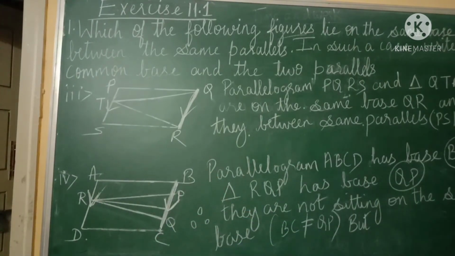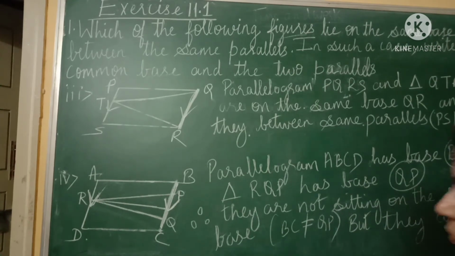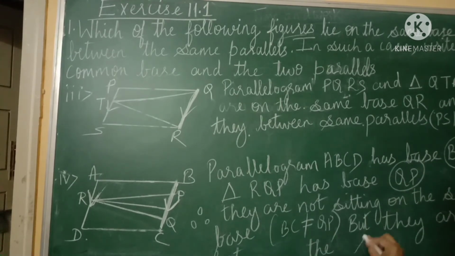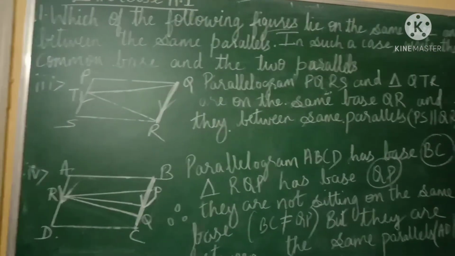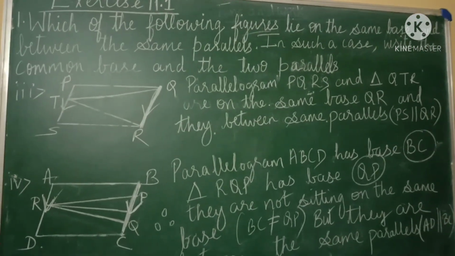You can see they are between the same parallels, AD as well as BC. What are the parallels? AD is parallel to BC. Okay, this is the fourth question. They are between the same parallels, AD parallel to BC.